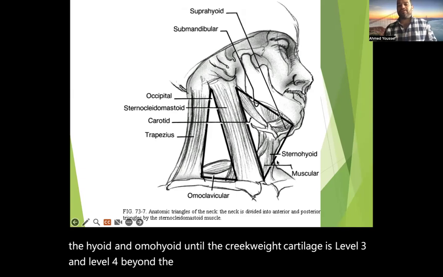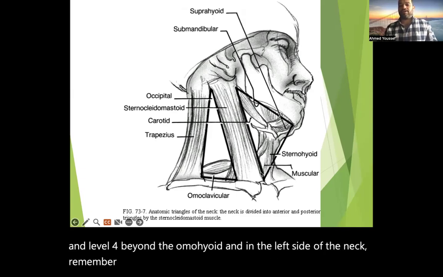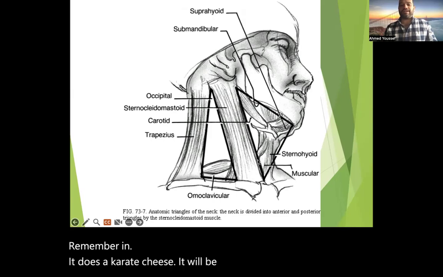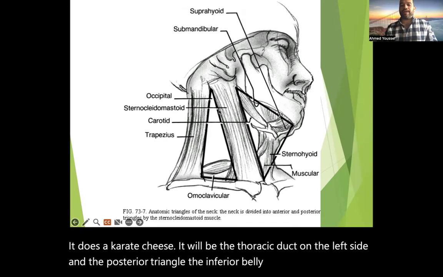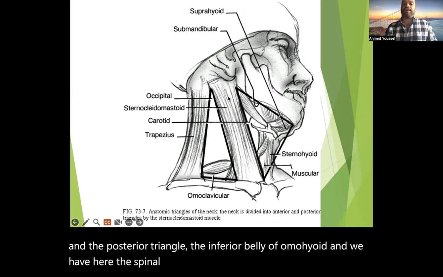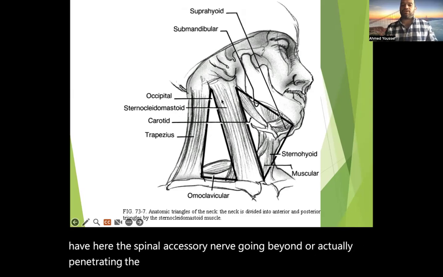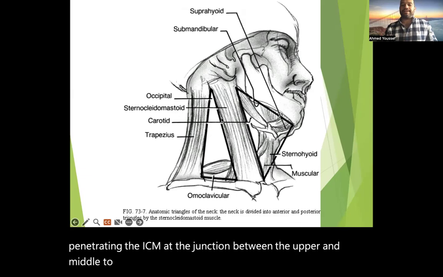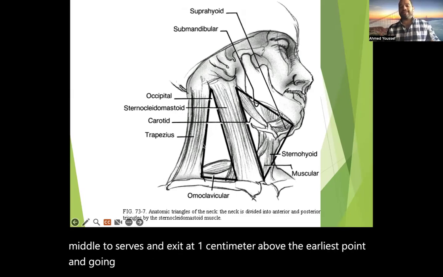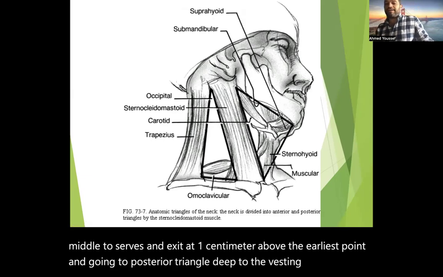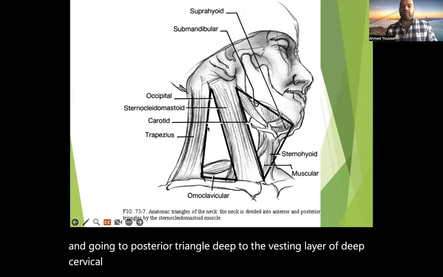On the left side of the neck, remember, in addition to the carotid sheath, there is the thoracic duct. In the posterior triangle, inferior to the omohyoid, we have the spinal accessory nerve, which penetrates the SCM at the junction between the upper and middle two thirds, and exits 1 centimeter above Erb's point, going through the posterior triangle deep to the investing layer of deep cervical fascia to penetrate the trapezius 5 centimeters above the clavicle.